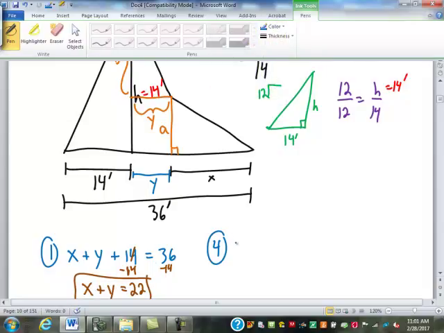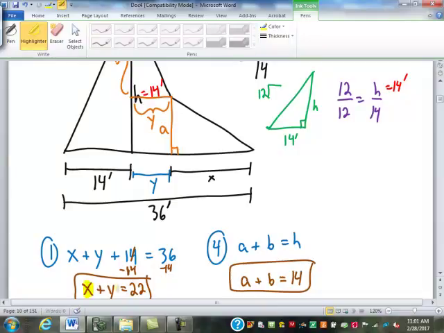For number 4, I have a plus b equals h, otherwise known as a plus b equals 14. So what I'm going to do is replace x and y over here with a and b so I can solve for a and b. Or I could replace a and b over here with x and y so I can solve for x and y. Do I really want to know a and b? No, I want to know x. I've already found h. I don't even really want to know y. I want to find x. But it makes more sense to find x and y than it does a and b.